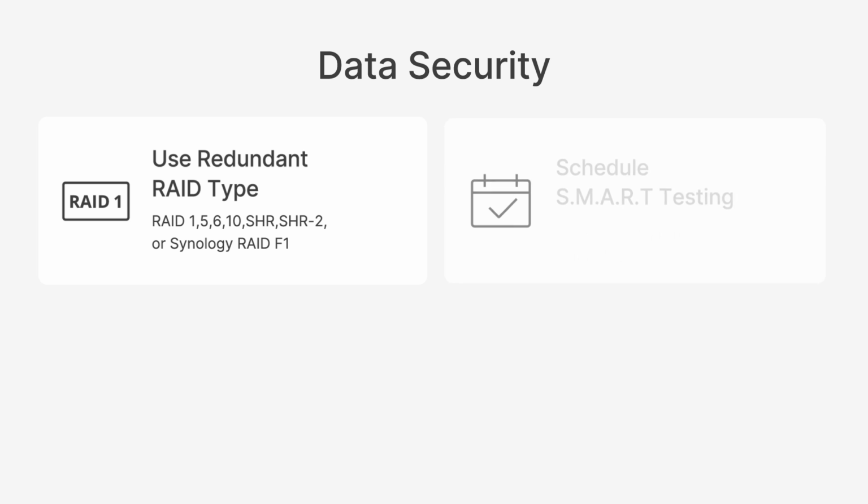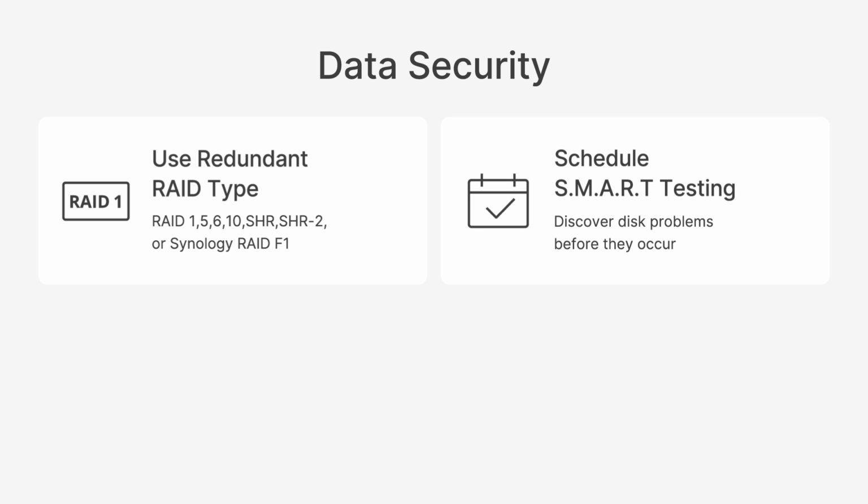You also want to make sure you're scheduling SMART testing for your drives, which will provide insights. You can set this to be quarterly or even monthly, depending on the policies for your organization, and it will give you valuable insights into the health of your drives, like bad sector counts on a hard drive, for example.